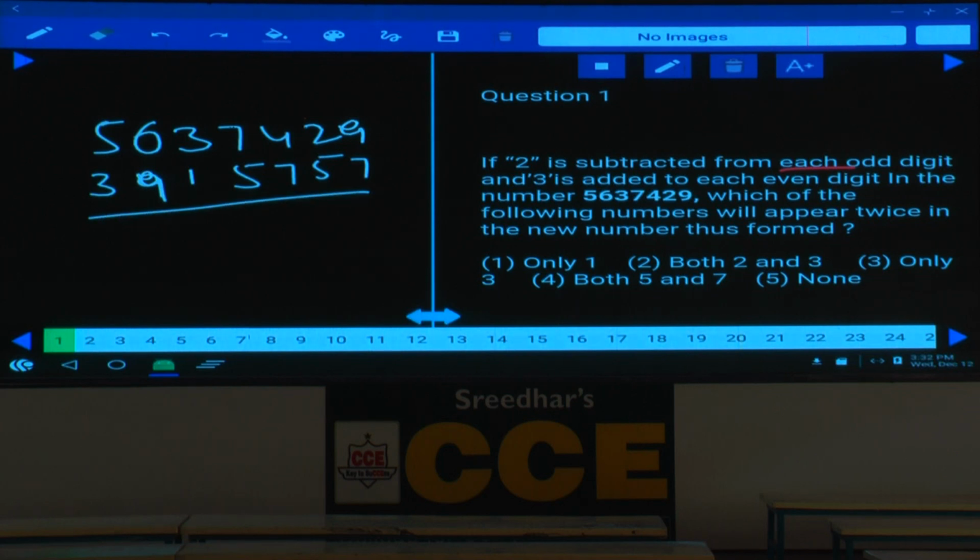3915757, how many digits will appear twice in the new number? Tell me what are the digits that will appear twice. 5 appeared twice and 7 appeared twice. 5 and 7 are the two digits which appeared twice, so the answer is choice 4.